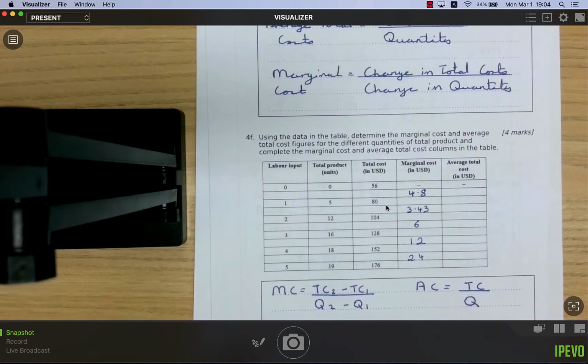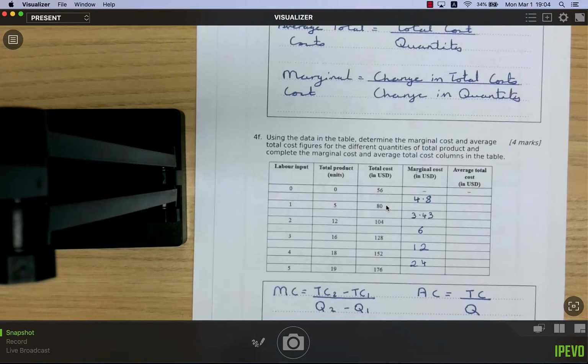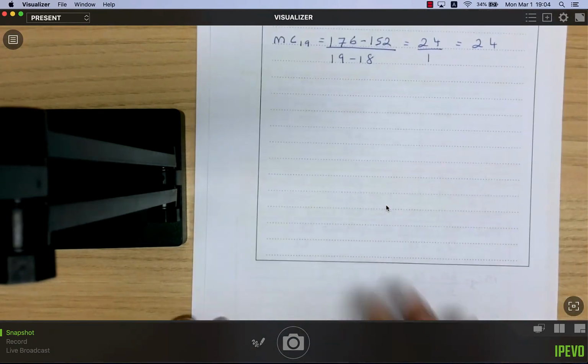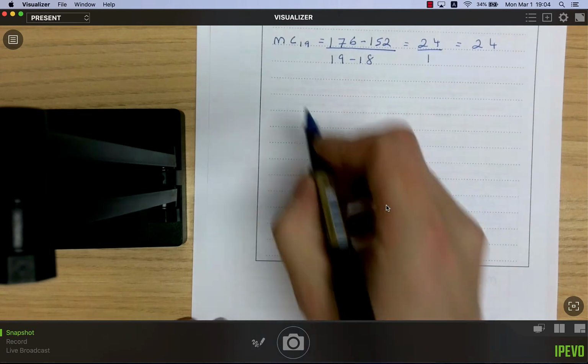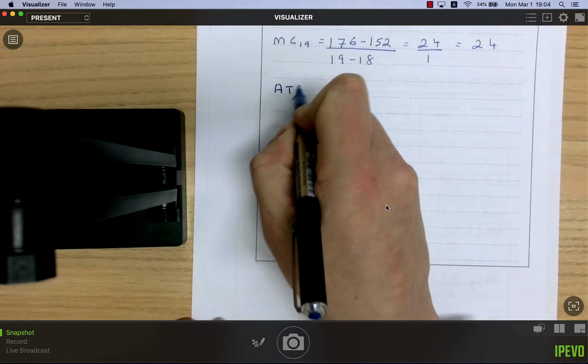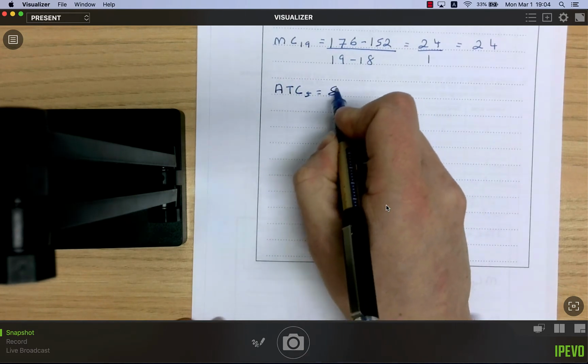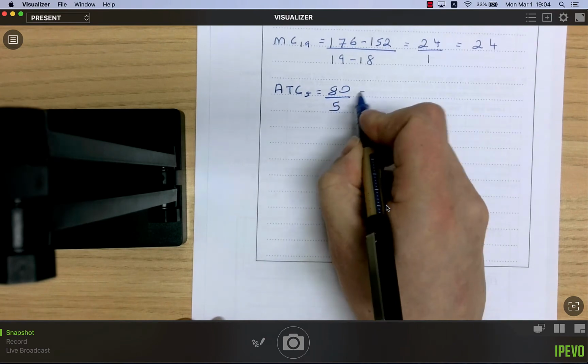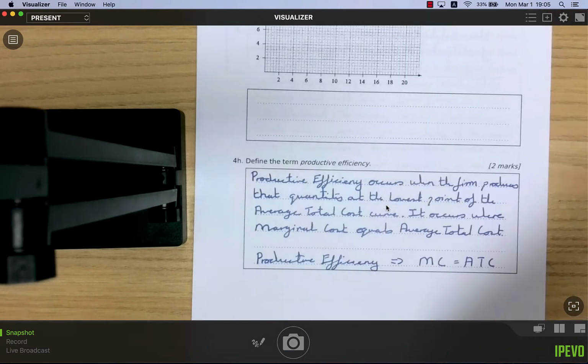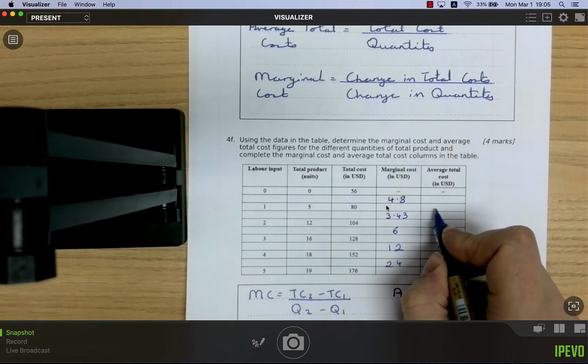Now, in order to calculate average costs, sometimes I write average total cost as ATC or AC. What we have to take is total cost, and obviously we can't divide by 0. So it's total cost divided by quantity, TC over Q, which is what I have here. So average total cost at 5 equals 80 divided by 5 equals $16. On average, when we made 5 goods, each of them cost us $16.